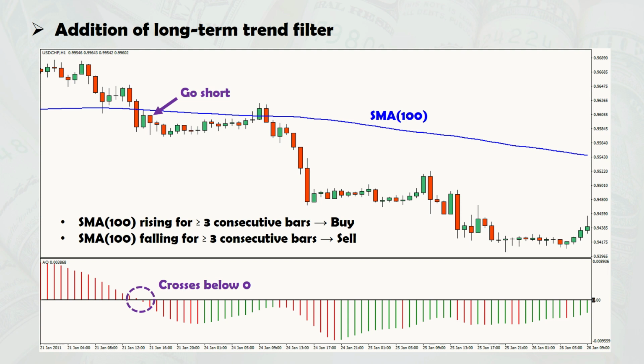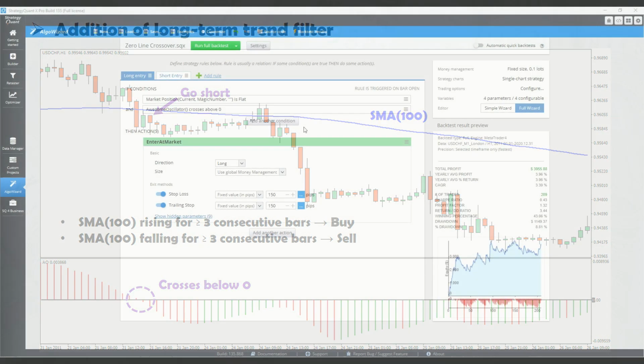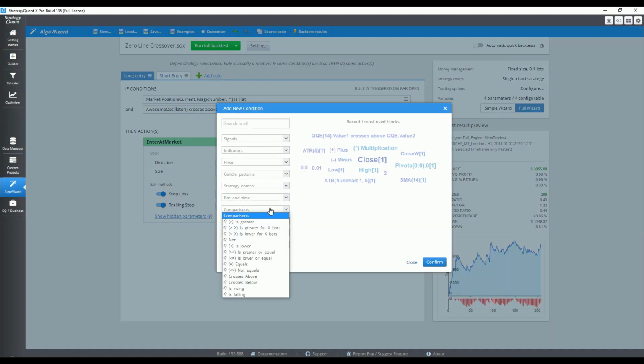A simple trend filter like this is a great way to swim with the tide and boost profitability. It's counterintuitive, but robust strategies are usually very simple. I'll add in this trend filter now.